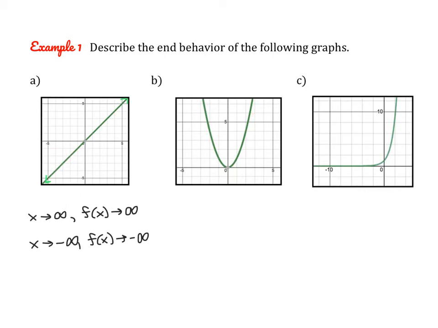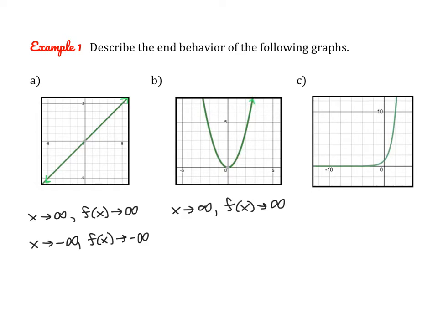Now let's look at graph B. So here we have a quadratic equation, we have a parabola. So again, let's start with what's happening moving to the right. So as we move to the right, look at what's happening. My pointer is just going to keep going up and up and up forever. So we would say as x approaches positive infinity, f of x approaches positive infinity. Again, moving to the right, my graph goes up.